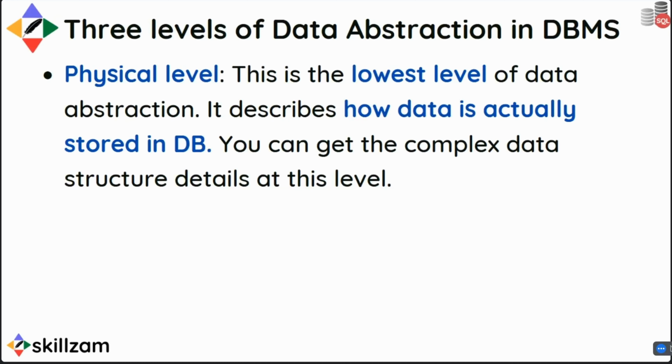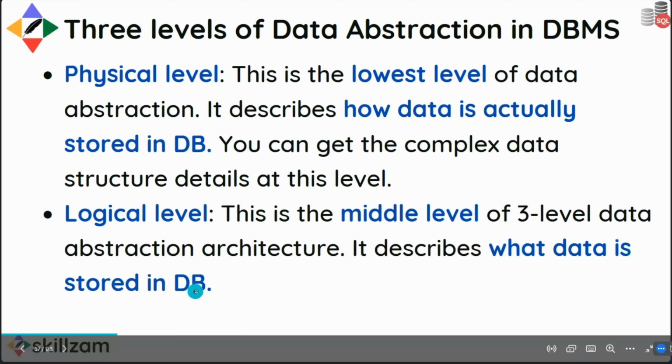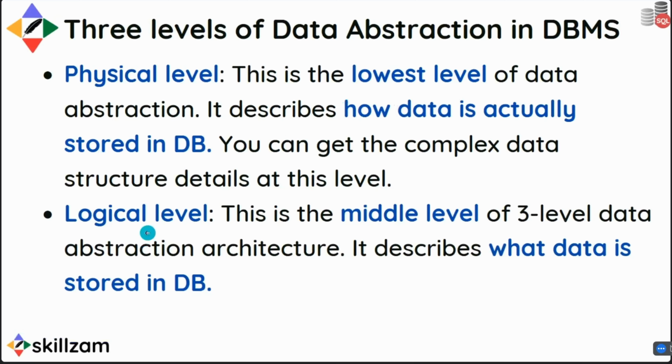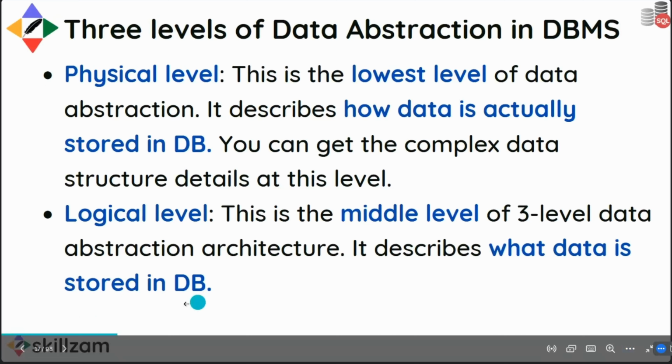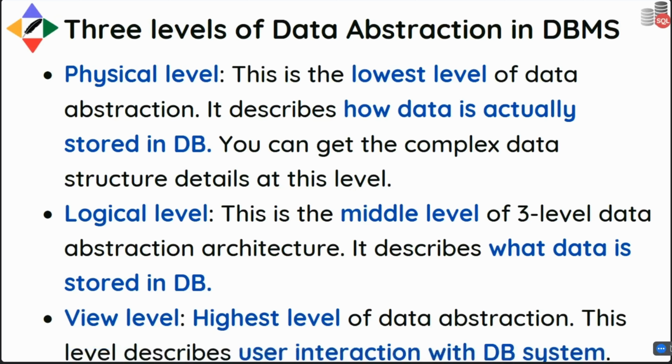Again, there is a complex way of representing a data structure, and that is happening at the physical layer. Then there is the logical layer, which is the middle layer between the view and the physical layer. This talks about what data is stored in the database. The physical layer talks about how data is actually stored, whereas the logical layer talks about what kind of data is stored in the database. And the very last one, the highest level of data abstraction, is the view layer. That is the layer that is exposed to you, the layer the user interacts with the database through.